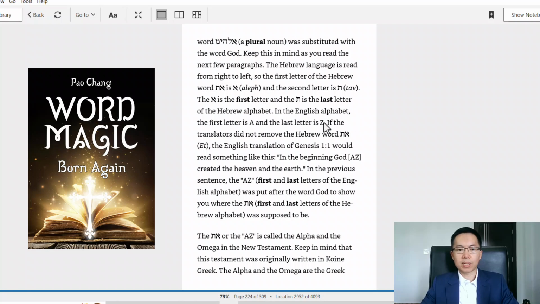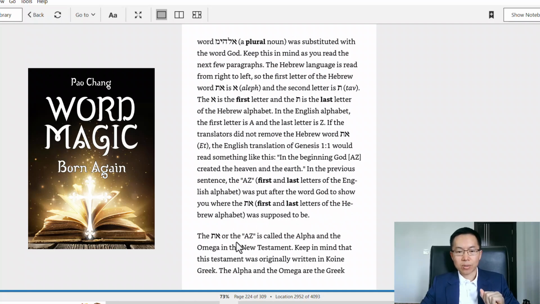In the English alphabet, the first letter is A and the last letter is Z. If the translator did not remove the Hebrew word et, the English translation of Genesis 1:1 would read something like this: In the beginning, God, AZ, created the heaven and the earth. In the previous sentence, the AZ, first and last letters of the English alphabet, was put after the word God to show you where the et, first and last letters of the Hebrew alphabet, was supposed to be.